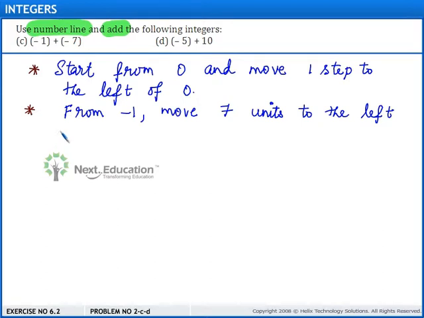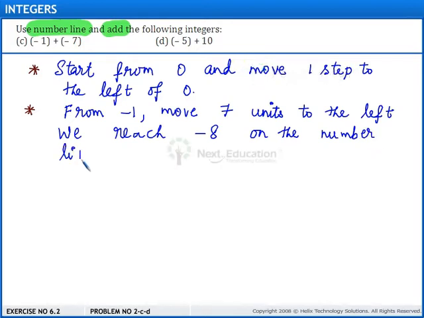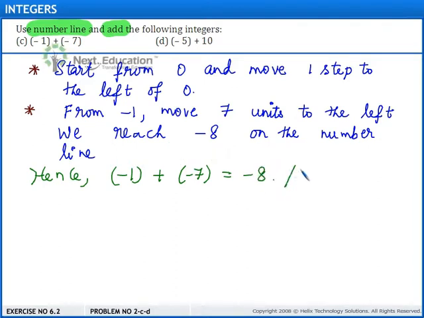Let us write it down. We reach -8 on the number line. Hence, we have found that -1 plus -7 is equal to -8 using the number line. This completes part C.